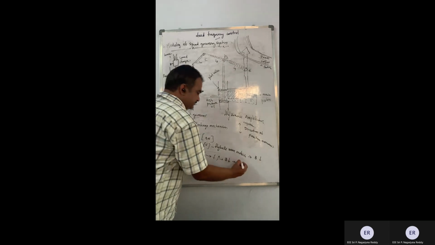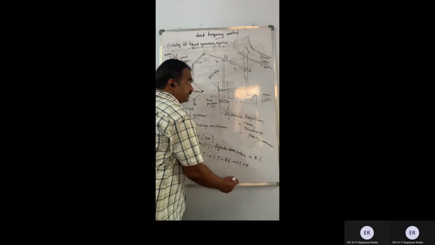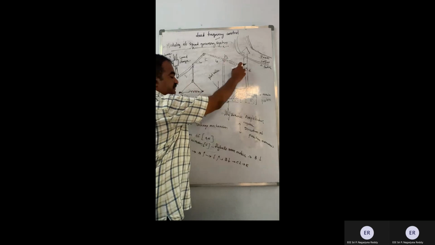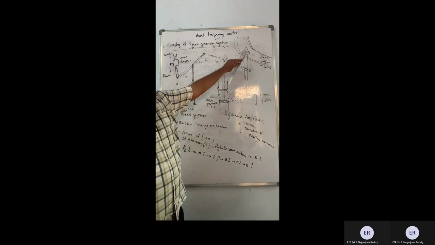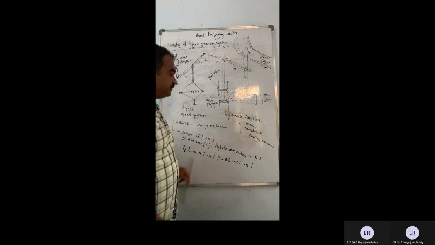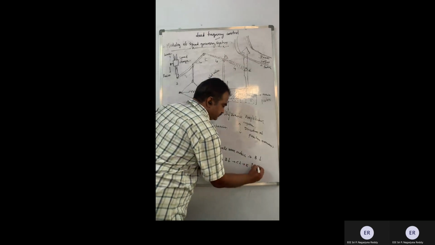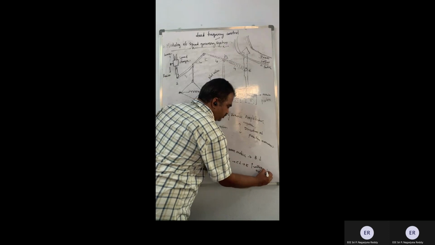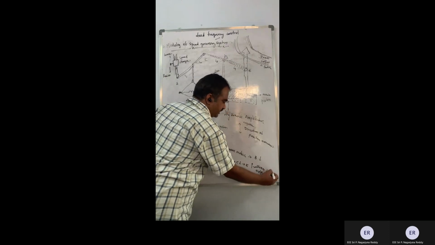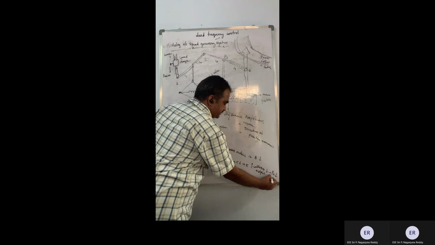It will affect this E1. It will affect this. If E point goes up, what will happen? Steam output will decrease. If steam output decreases, what will happen? PG decreases.